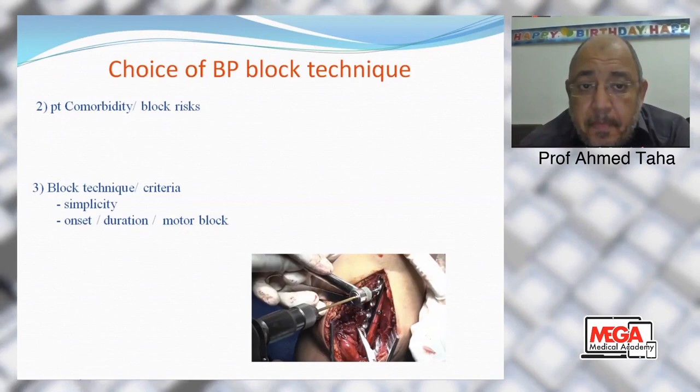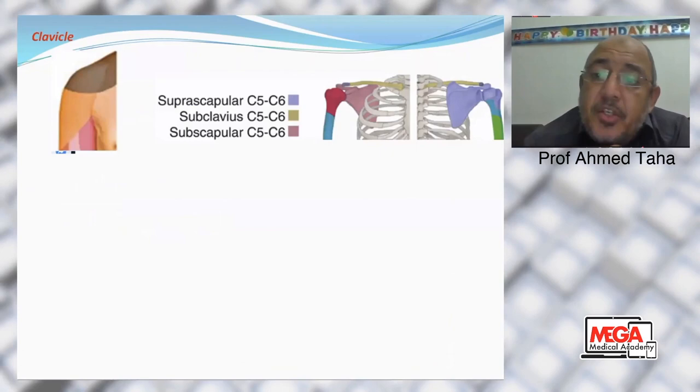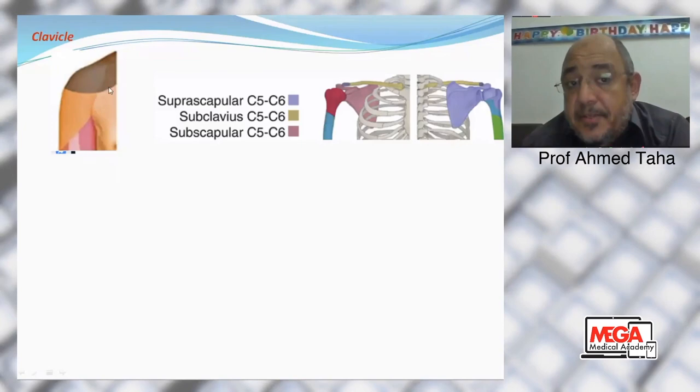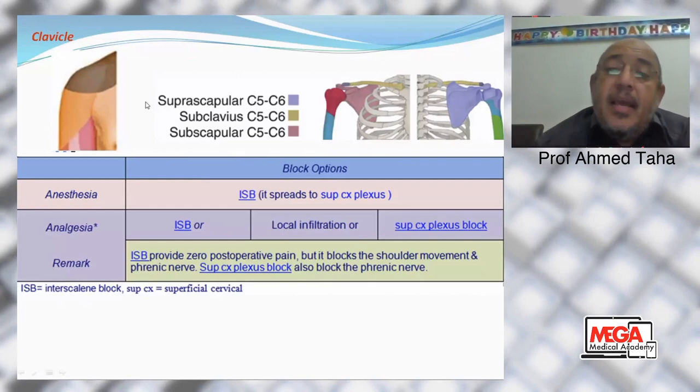First, we'll go to the clavicle. The bone of the clavicle is supplied by two branches of the upper trunk, the suprascapular nerve and the subclavius nerve, while the skin overlying the clavicle is supplied by the superficial cervical plexus. As we said, the interscalene block can spread to this superficial cervical plexus, and it will block the upper trunk, so it can be used for anesthesia for ORIF of the clavicle.